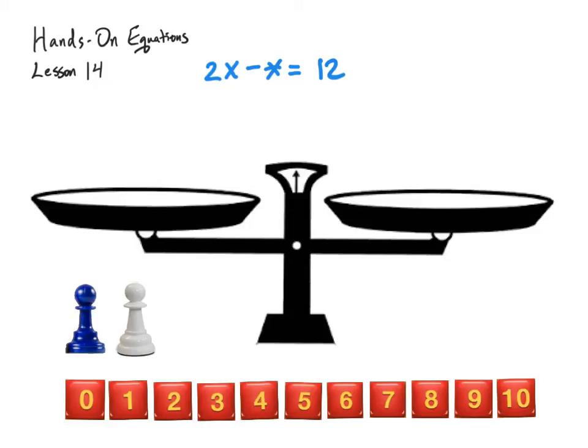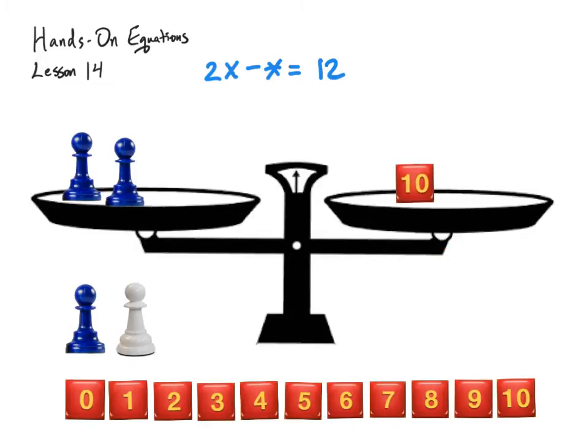This video is lesson 14 of the Hands-on Equations learning system. In this lesson, we're going to look at some equations like the one at the top of the screen that will present a challenge with just setting them up. The reason is that we start out with two x's and then we want to remove a star, but we don't even have a star to remove.